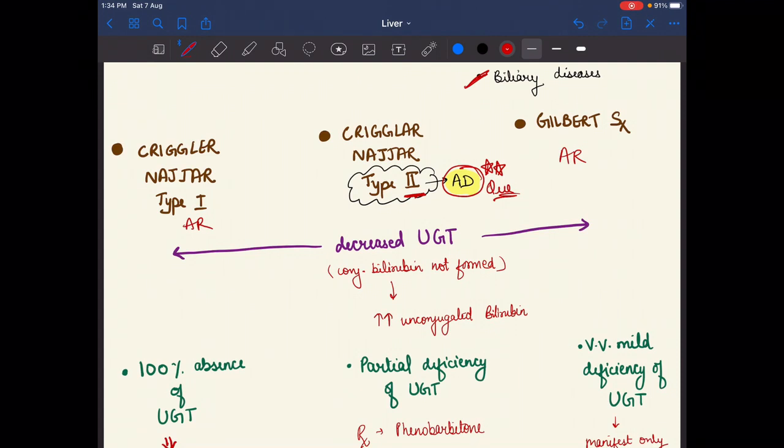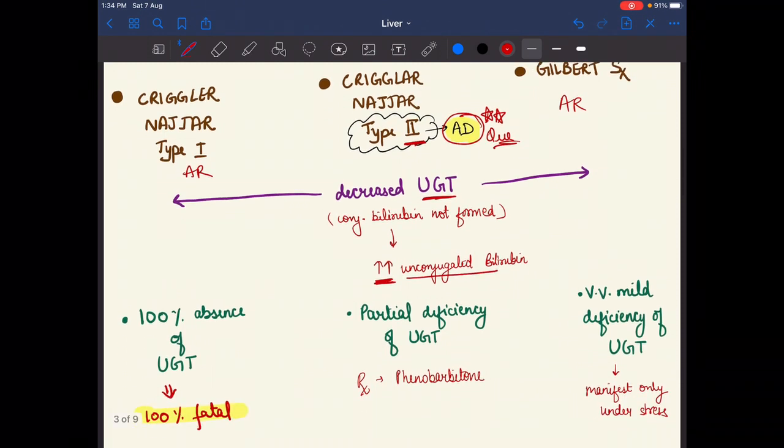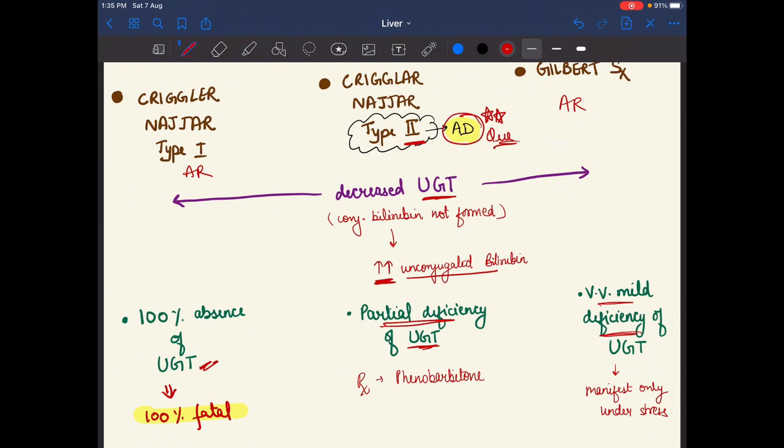In these three conditions, there is decreased direct bilirubin, because the condition is an increase of unconjugated bilirubin, meaning there is a decreased level of UDP glucuronosyltransferase, that is UGT. So conjugated bilirubin is not formed because of the decreased level of UGT, and there is an increased level of unconjugated bilirubin. In Crigler-Najjar type 1, there is 100% absence of UGT, and in type 2, there is partial deficiency of UGT, while in Gilbert, there is very mild deficiency of UGT. So, 100% deficiency in type 1 Crigler-Najjar syndrome.